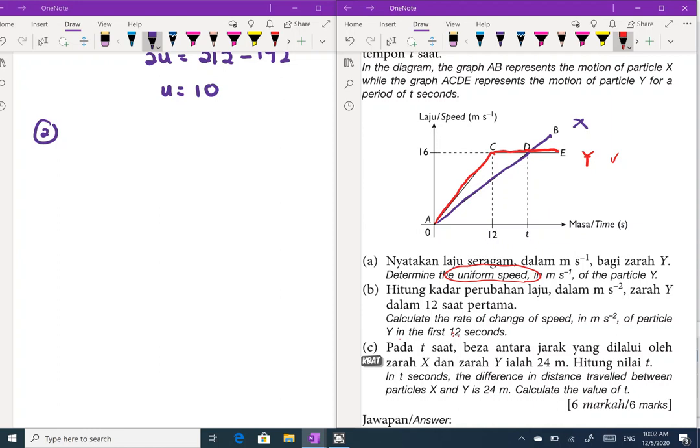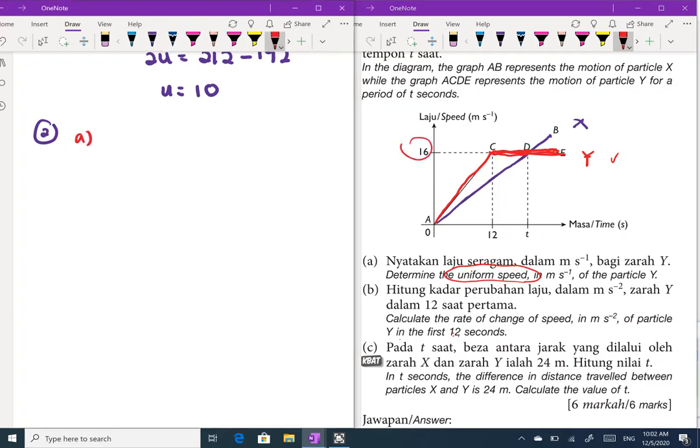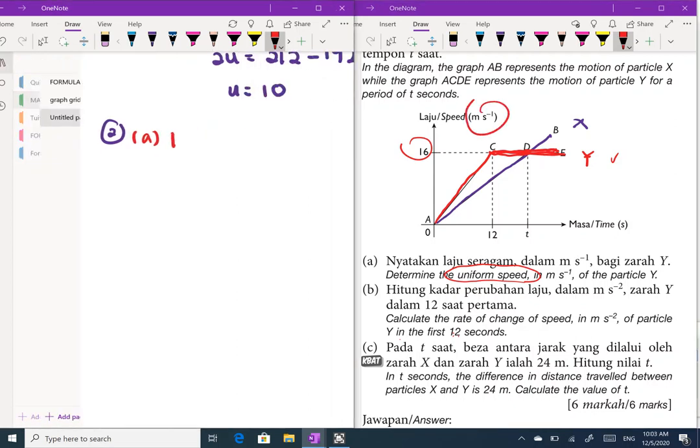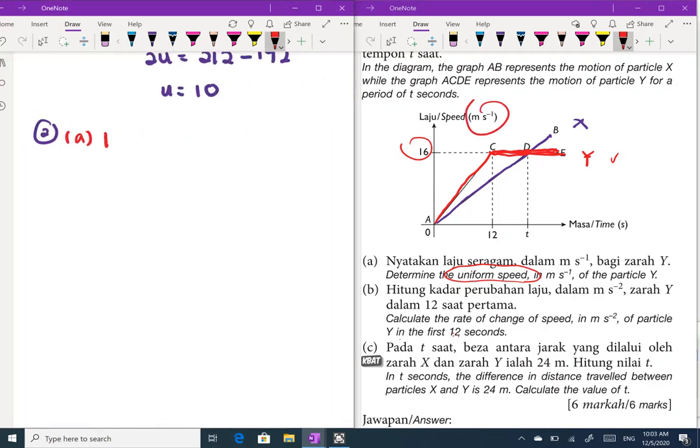So the horizontal line is our uniform speed. So this is our uniform speed. So it is 16. The unit is ms^-1. Question B.